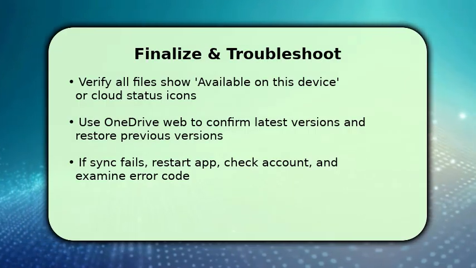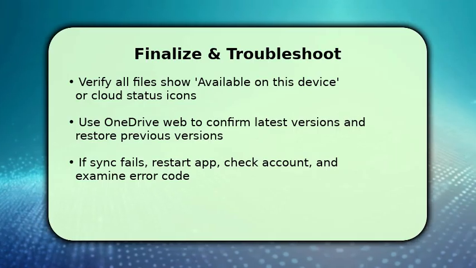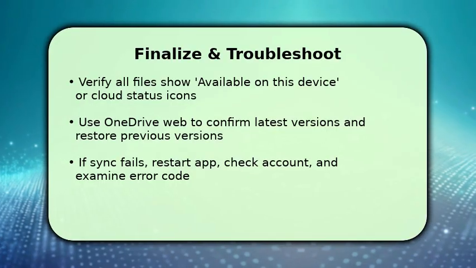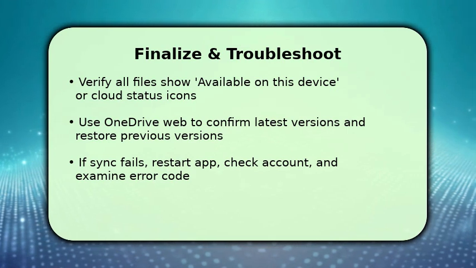If something goes wrong, restart OneDrive, sign out and sign back in, and review the error code shown in settings. This often pinpoints permission or quota issues. If that fails, temporarily disable antivirus or firewall to test for blocked sync.